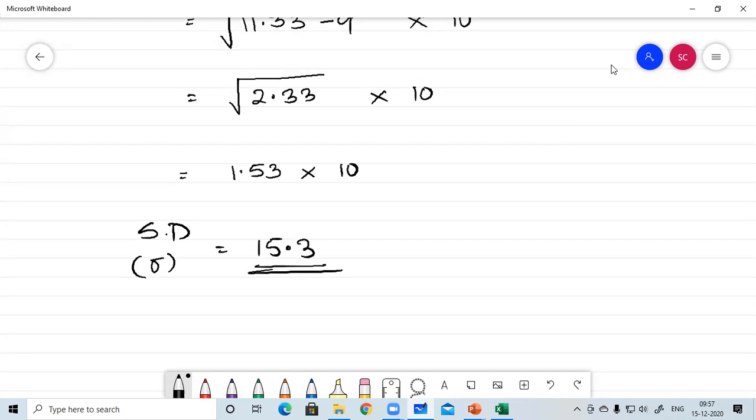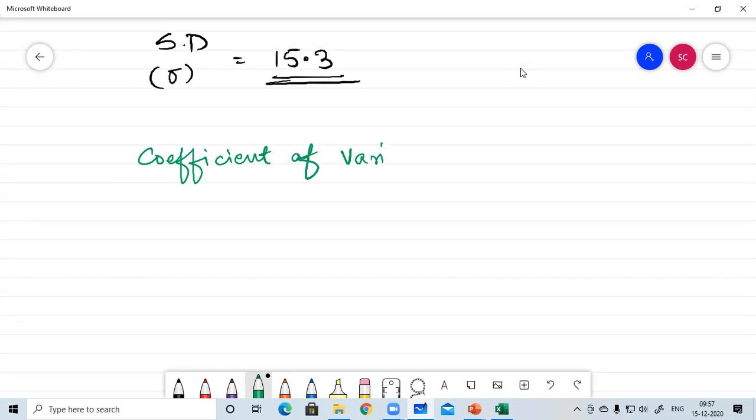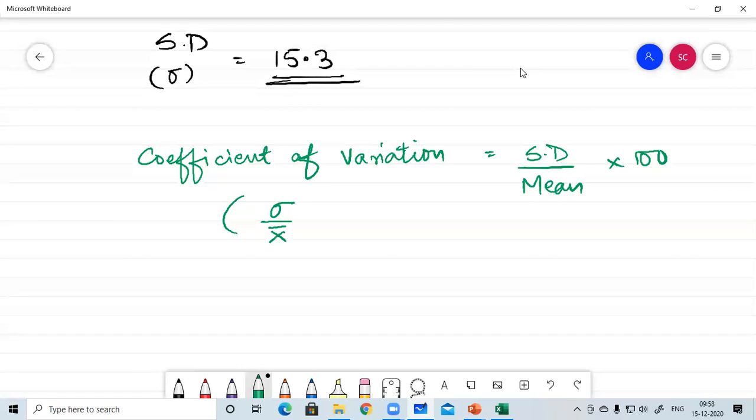My standard deviation is 15.3. Yes, sir. Yesterday, we also studied the coefficient of variation. The formula was SD upon mean into 100. If you want to put it in symbols, this is how you do it.